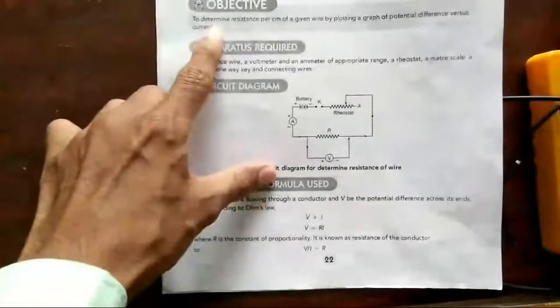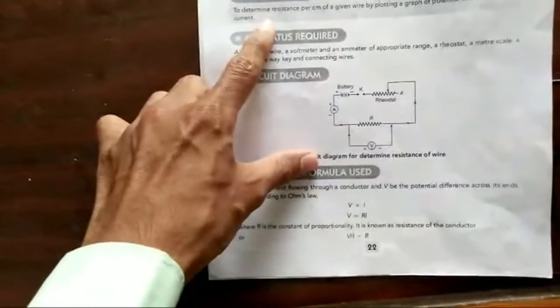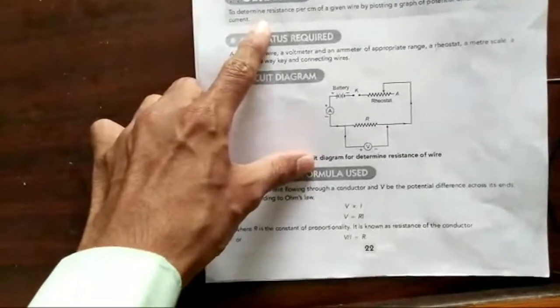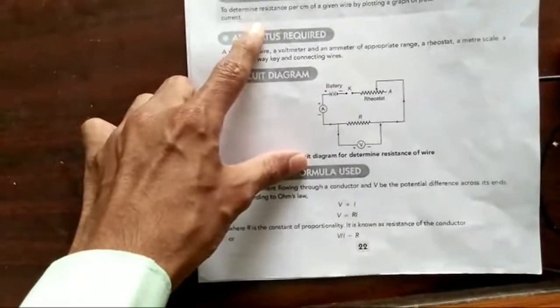Okay. Today we will find the resistance per centimeter of a given wire by plotting the graph of potential difference versus current. So what are the apparatus required?